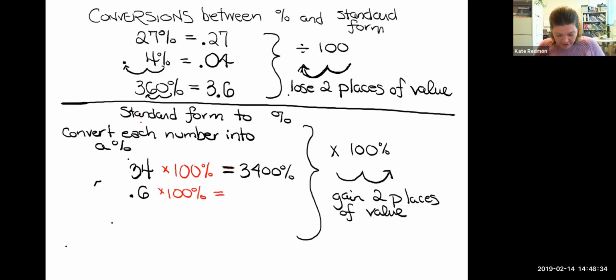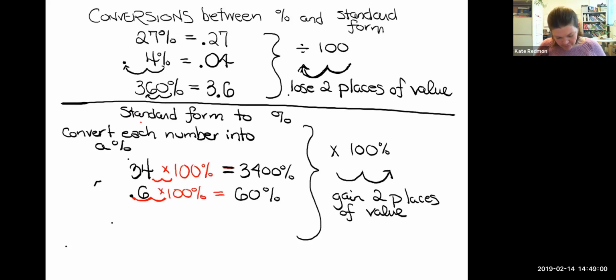Now, I forgot to show it here, starting at the back, jump once, twice. But I'll show it directly here. Jump once, twice. See how I jumped once, twice? It's not going to be 6. It's going to be 60. So 0.6 is the same as 60%.